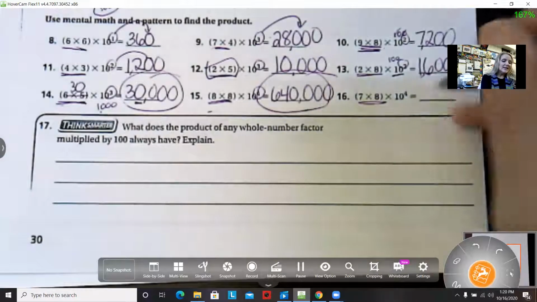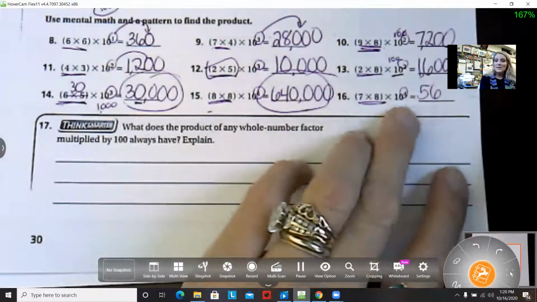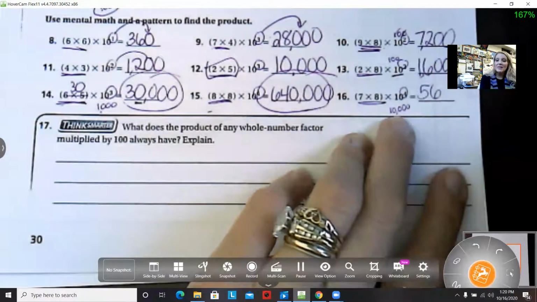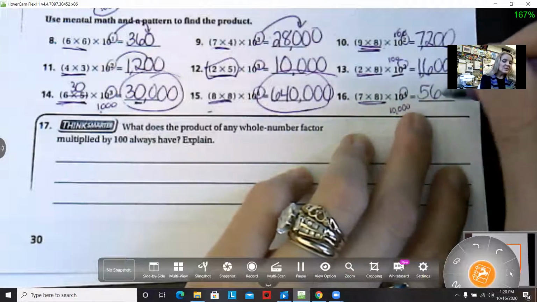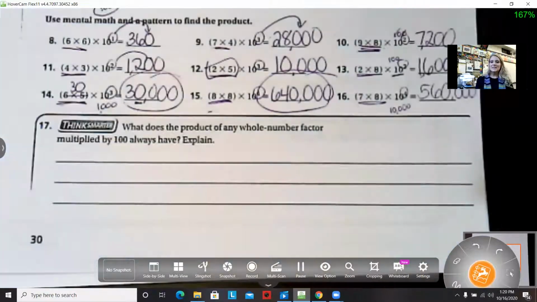7 times 8 is 56. And again, I have to add 4 zeros. 10 to the fourth power means the number 10,000, a 1 with 4 zeros. So that means I have to add those 4 zeros. And it's 560,000.